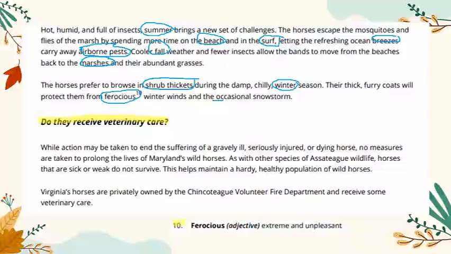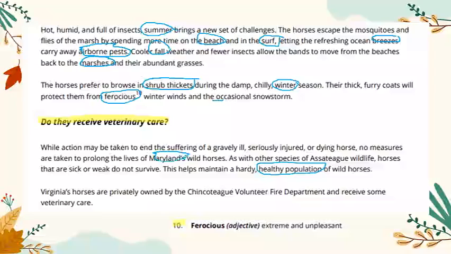While action may be taken to end the suffering of a gravely ill, seriously injured, or dying horse, no measures are taken to prolong the lives of Maryland's wild horses. Okay. As with the other species of Assateague wildlife, horses that are sick or weak do not survive. This helps maintain a hardy, healthy population of wild horses. All right, so they don't step in, in Maryland, to help the horses in those situations. They let nature take its course.